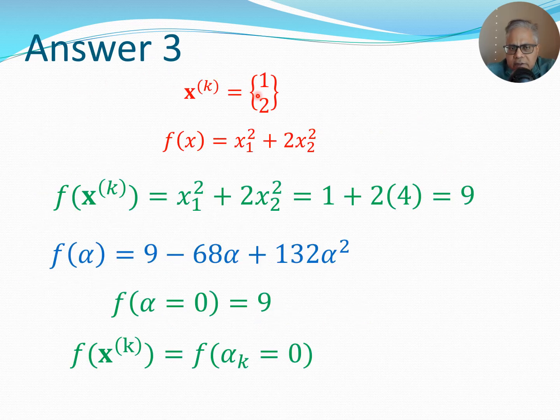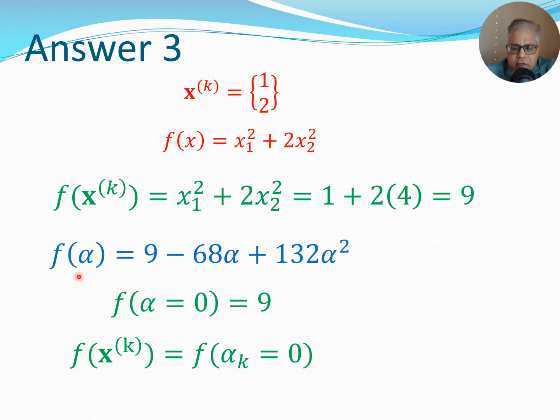So again we know xk is (1, 2), and f(x) is x1 square plus 2x2 square. So I can write f(xk) as x1 square plus 2x2 square, and xk is (1, 2). So I put those values here. x1 is 1, x2 is 2, and so I get 1 plus 2 into 4, which gives me 9.